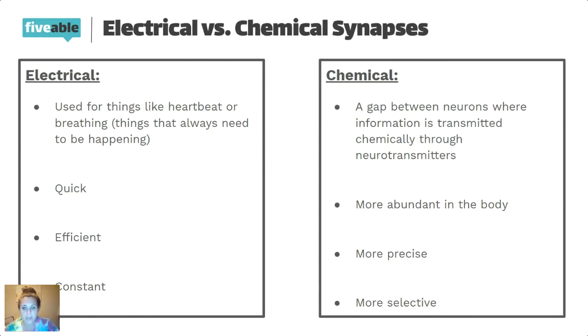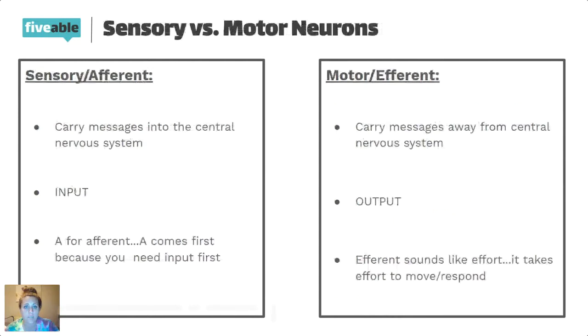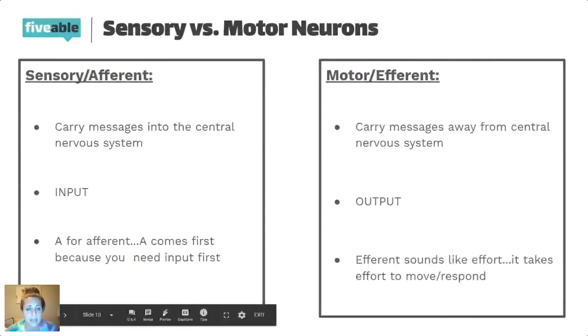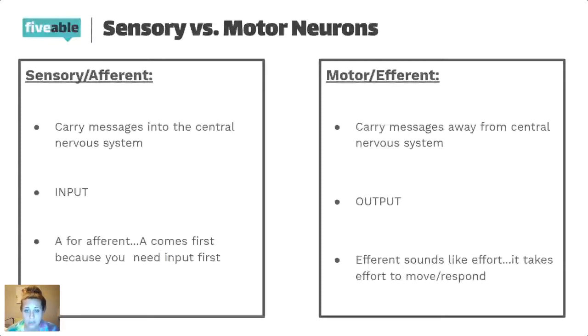Some specific types of neurons that exist are sensory, or afferent. That means the same thing. You just have to know both names. Or motor and efferent. The sensory neurons are the things that, if I touch a hot stove, input that message to my brain and say, hot, take your hand off the stove. So it carries the messages in, it's input.